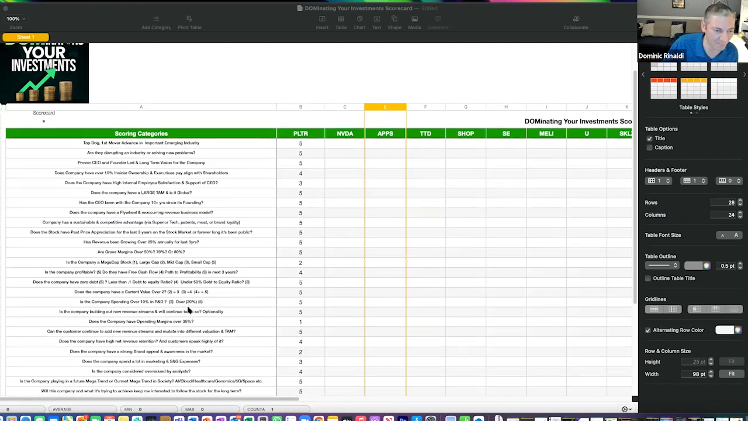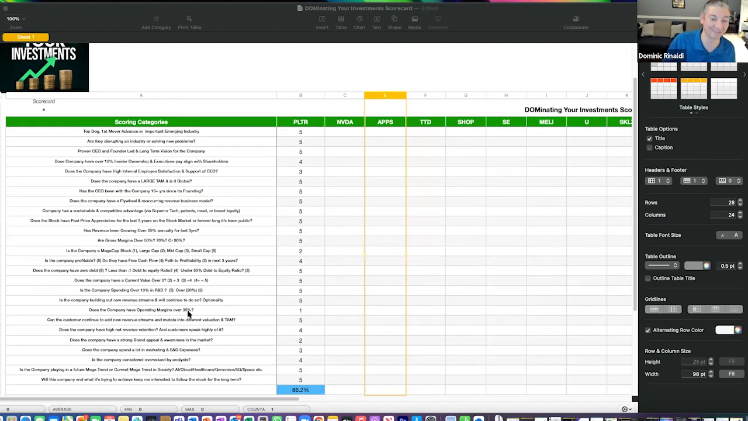Does the company have operating margins over 35%? So the reason they don't is because of the stock-based compensation. So that's the way I look at it, because that is factored in. It's negative. It's very high negative. But overall, it is actually in the 30s without the stock-based compensation. So we can't play favorites. We got to shoot straight on the score.